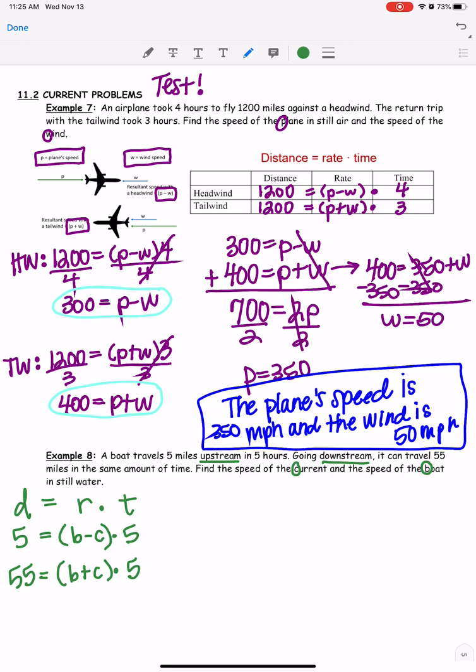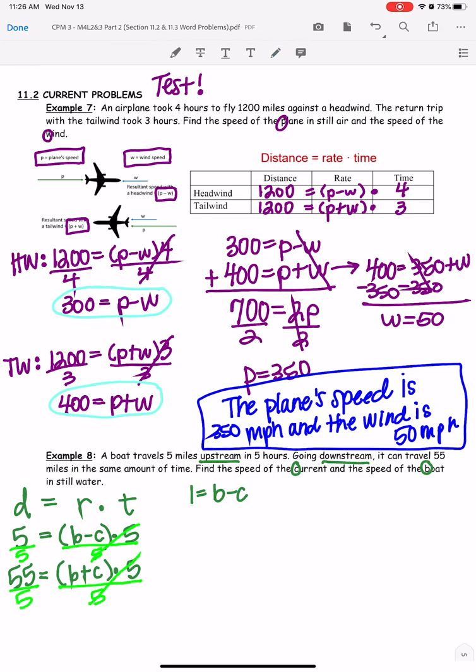I want to get this time to the other side of my equation. So in order to do that, on this first equation, I'm dividing everything by 5. So now I have 1 equals B minus C. Do the same thing over here. I'm going to divide by 5. My 5's cancel. Divide this by 5, and now I have 11 equals B plus C.